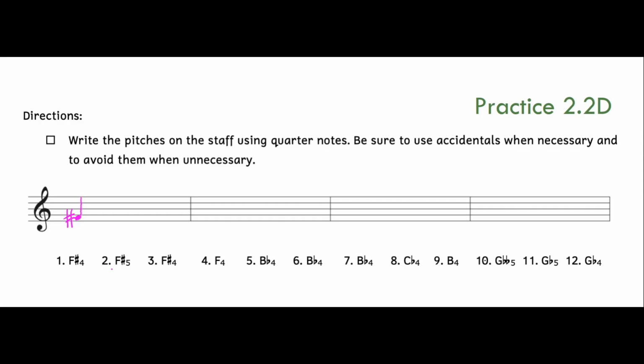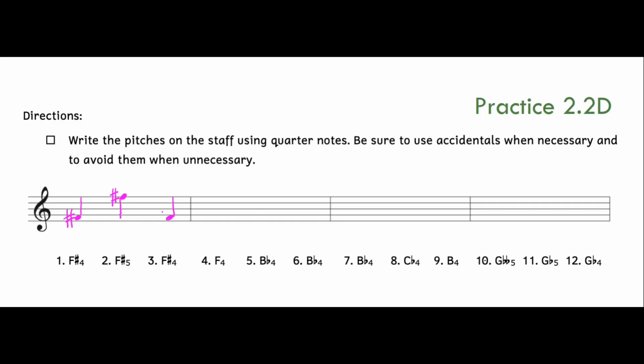Okay, number 2 is an F5, so that's going to be an octave higher. And because it's a different octave, I need to rewrite that accidental. Number 3 is F-sharp 4. It goes back down here. Do I need to add an accidental? No. So that's why the directions say to avoid accidentals when unnecessary.